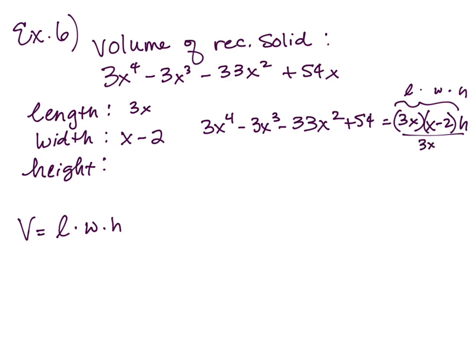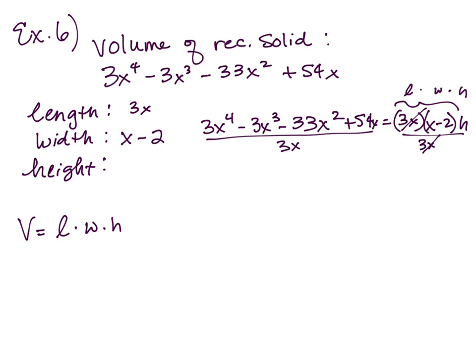Do we still put the x at 54? Yes. So if we divide by 3x on the right side, now we're down to x minus 2 and h. On the left side, we're going to divide every single piece of that by the 3x. So do them all, one at a time.